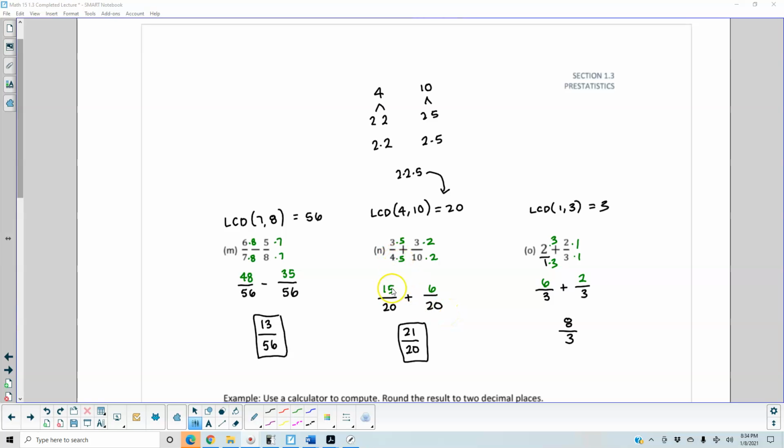So 4 times 5 gives us 20, so therefore 3 times 5 gives us 15, plus 10 times 2 gives us 20, so 3 times 2 is 6. So 15 plus 6 is 21 over 20.